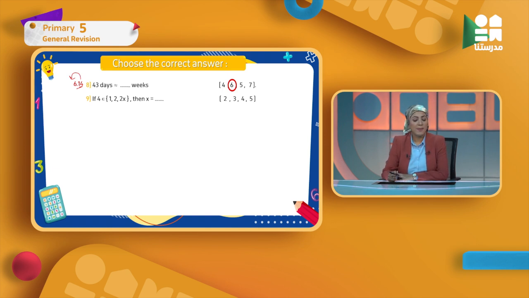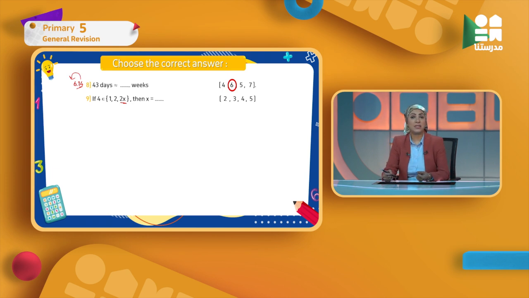If 4 belongs to the set 1, 2, and 2x, then x equals what? Here 4 belongs to the set of elements 1, 2 and 2x. The 4 is not there among the elements, which means 4 is the one that equals the 2x at the end. If 4 equals 2x, that means 4 equals 2 times what? I want to know the value of x.